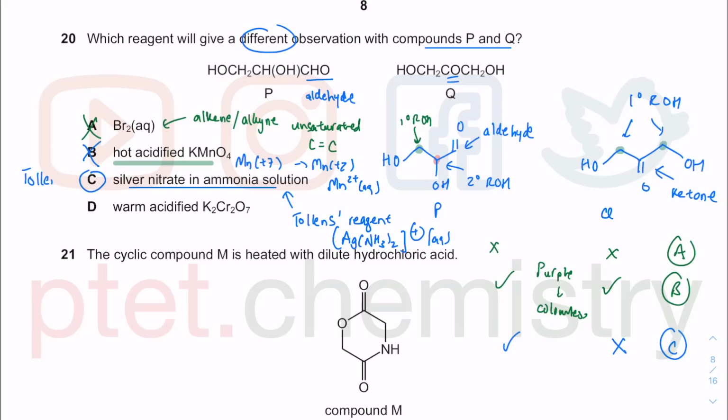It's a different name for Tollens reagent, but if you know the underlying chemistry, the silver +1 is how you make Tollens reagent. Usually we dissolve silver chloride and then add excess ammonia to give us this. But silver nitrate, a soluble source of silver +1, put in ammonia, you're going to get this complex as well. Warm acidified K2Cr2O7, this is dichromate.